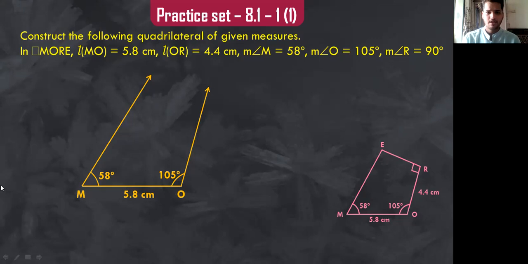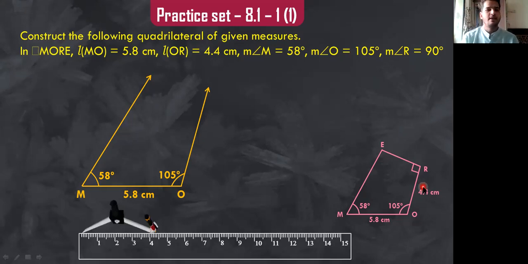Clear, students? Now, look at the segment OR in the rough diagram. What is the value of OR? 4.4 centimeters. So we need a measurement of 4.4. For that we will take the help of a compass. Compass means the rounder, which you call it in normal language, is actually called a compass. So we will take a compass and a scale, and we will take a measure of 4.4 on it.